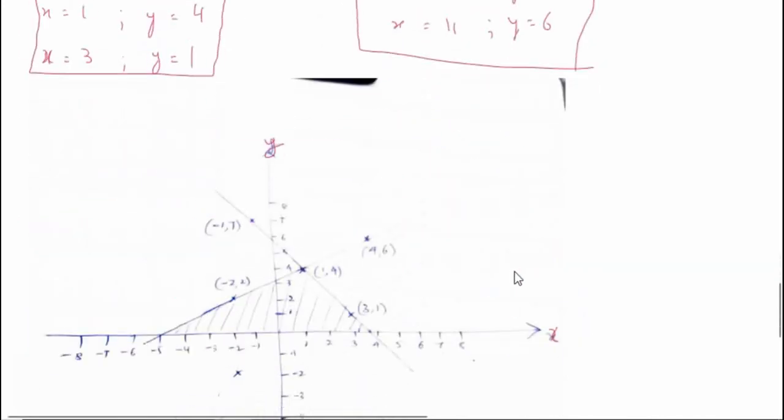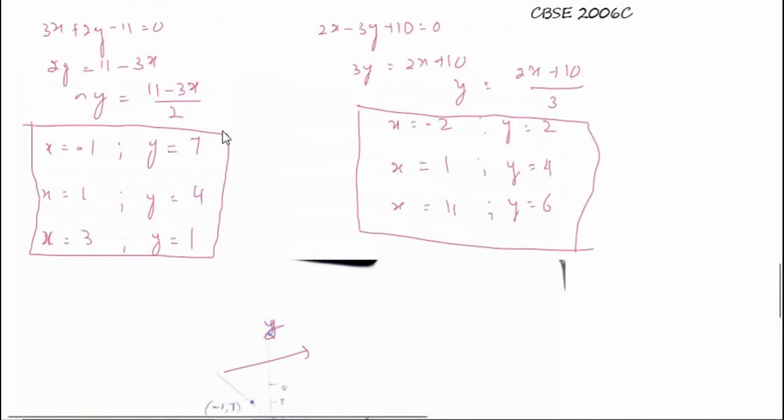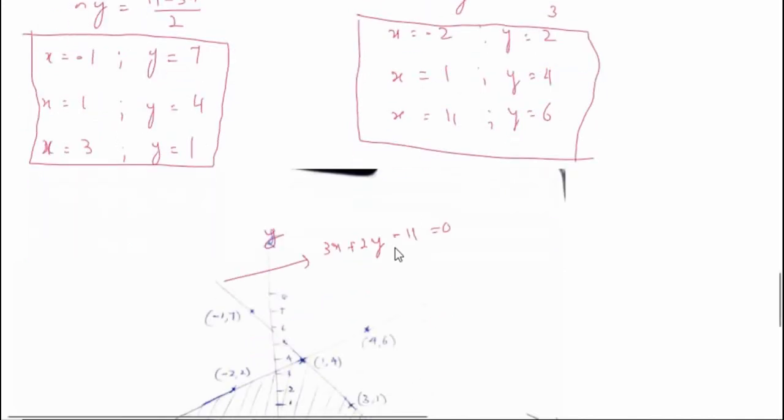Now here I have just plotted those things. So this is the point minus 1, 7. So this is for the equation 3x plus 2y minus 11 equal to 0. Then the other line is this one. So this is for the equation 2x minus 3y plus 10 equal to 0.